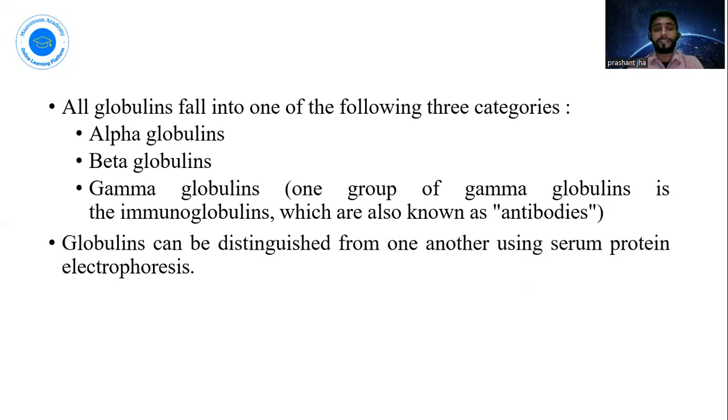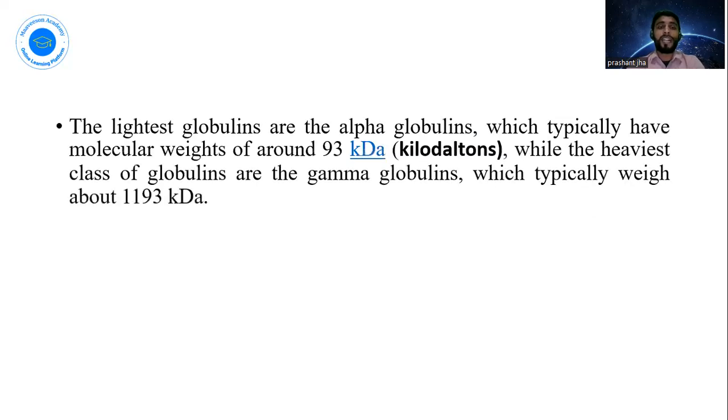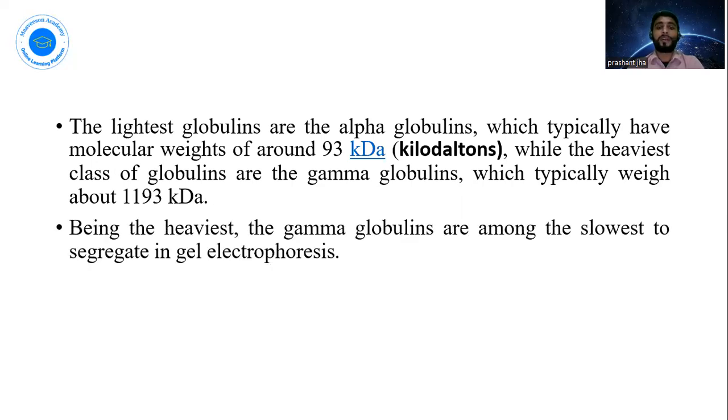Globulins can be distinguished from one another using serum protein electrophoresis. It exists in various sizes. The lightest globulins are the alpha globulins, which typically have a molecular weight of around 93 kDa, that is kilodaltons. The heaviest class of the globulins are the gamma globulins, which typically weigh around 1193 kDa. Being the heaviest, the gamma globulins are among the slowest to segregate in gel electrophoresis.